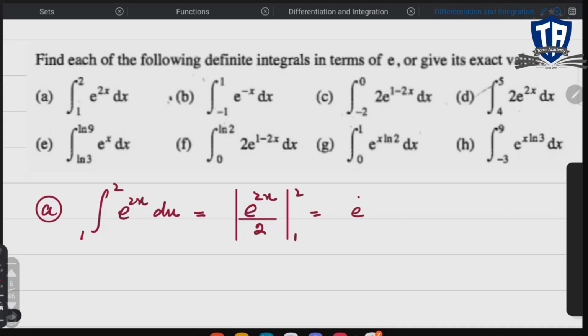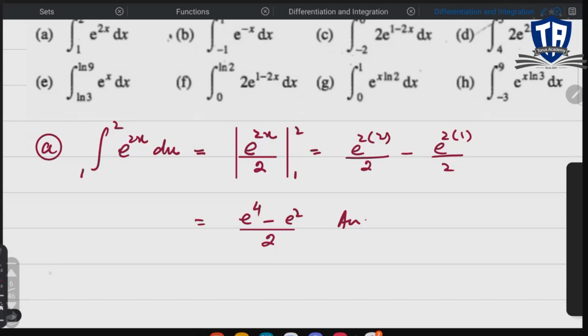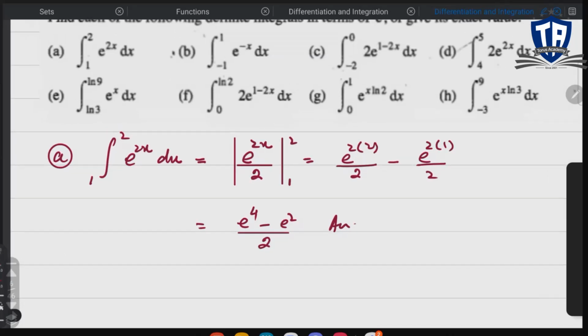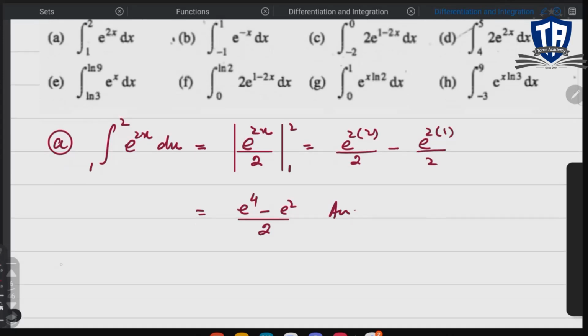e power 2 into 2. This is upper limit. So we have substituted upper limit into the expression and then we put minus sign and e power 2 into 1 and divided by 2. Then we put the lower limit. It is e power 4 minus e power 2. Due to same denominator, we can write it in this form. So you can leave your answer in form of e. Okay, the rule of integration is the same. You simply need to substitute the limit values.